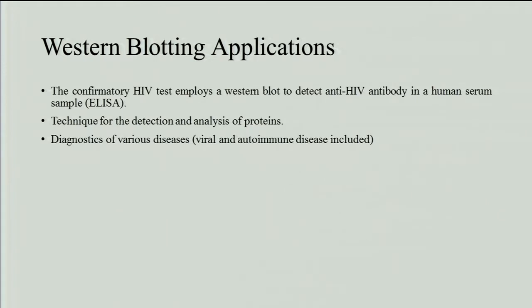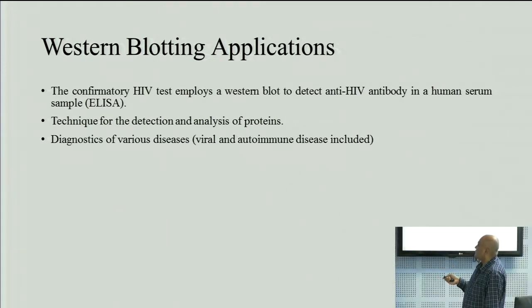So where is Western blotting used? Anytime you look for protein. Instead of ELISA, Western blotting is used more; it is a more sensitive test for finding HIV. ELISA was used, but Western blotting is more accurate for detection. Also, it is for diagnostics of primarily viral and autoimmune diseases.